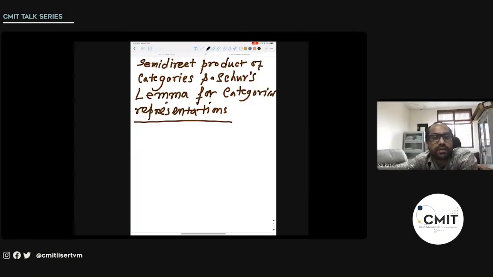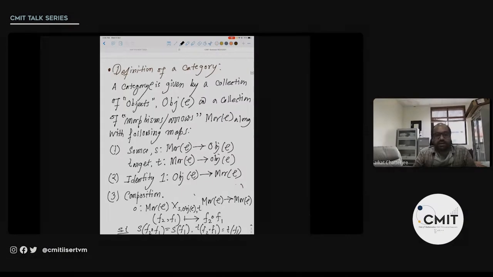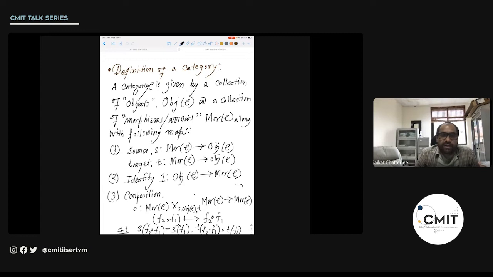So, the title of the talk is Semidirect Product of Categories and Schur's lemma for categorical representations. What is the definition of a category? If I say that there is a category C, that basically means I am given a pair of, you can think of sets. There are some technical issues, but for the time being, you can think of a set of objects and a set of morphisms or arrows.